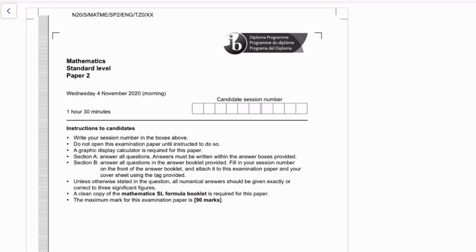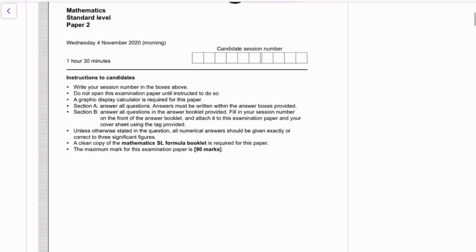This was the last IB past paper before the new AAAI syllabus. So, let's get to it.